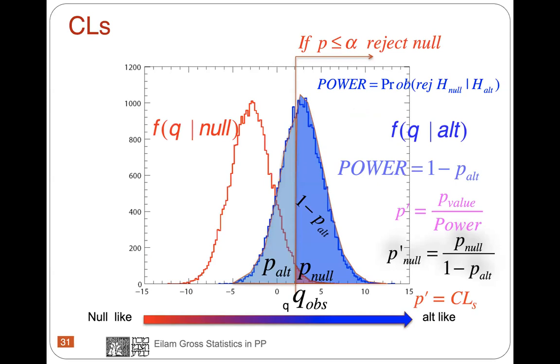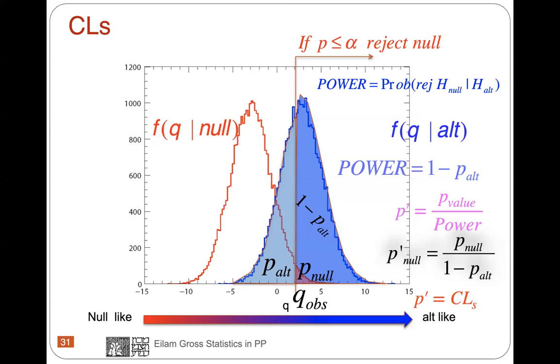Now I come to CLS, because this is something you probably heard about. So what's the idea of the CLS? Remember that we want to make sure that while we reject the null hypothesis, the alternative hypothesis is true. So we define a modified p-value, which we call p', which is the original p-value divided by the power. If the power is very low and equal to p-null, which for rejection is usually, say, 5% or 1%, then the ratio will be 100% and we cannot reject it.